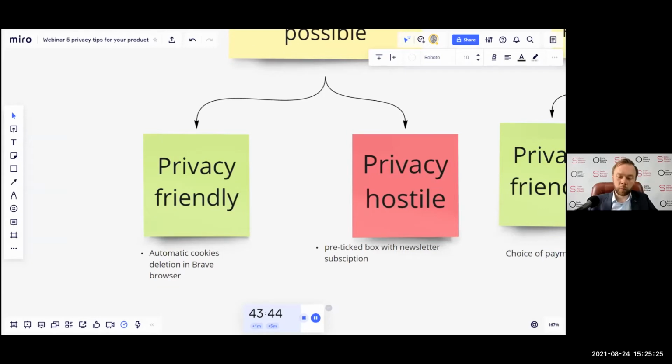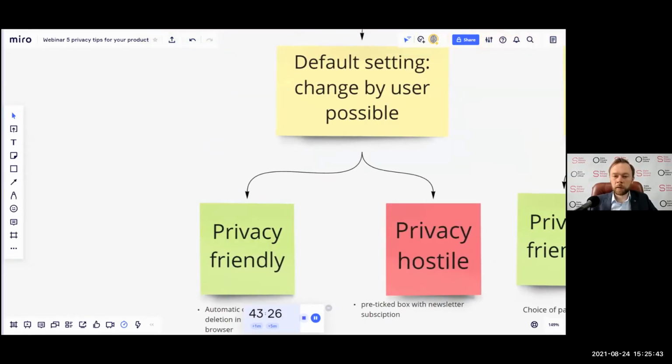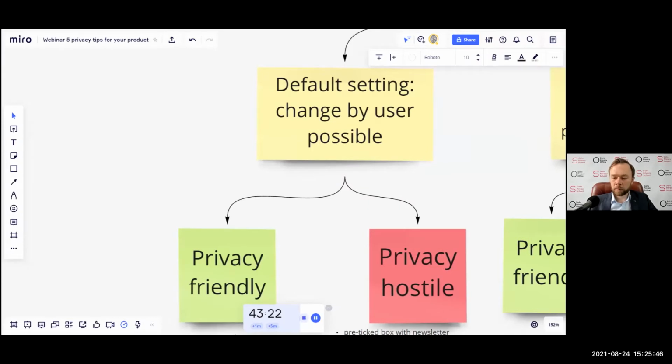For instance, when you use the Brave browser, it has a mechanism for automatic deletion of the cookies of all websites visited after the session is over. So this is a privacy friendly setting, and it is pre-configured in the browser, but you may change it, and you may allow the browser to record and keep those cookies to allow you quick login in the web services that you constantly use.